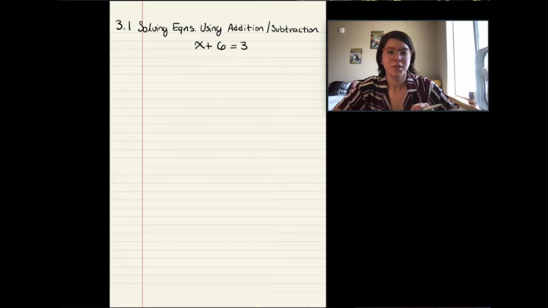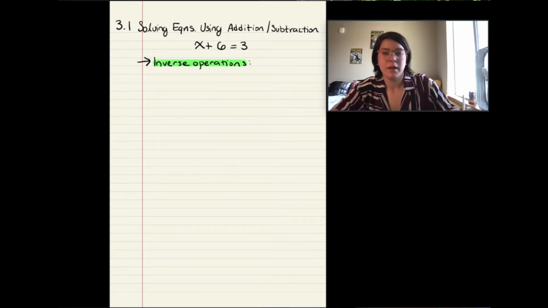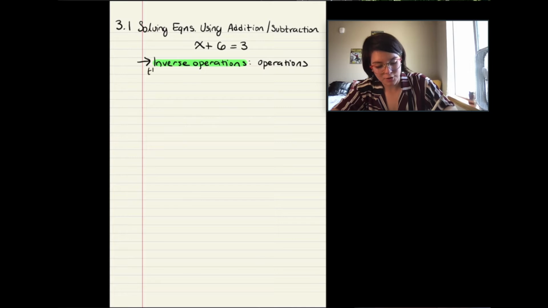Okay, so when we're given an equation that looks something like this, we have x plus 6 equals 3. What we're trying to do is solve for x, so we want to know what that unknown is. So an important concept in solving equations is inverse operations. Inverse operations are operations that undo each other.